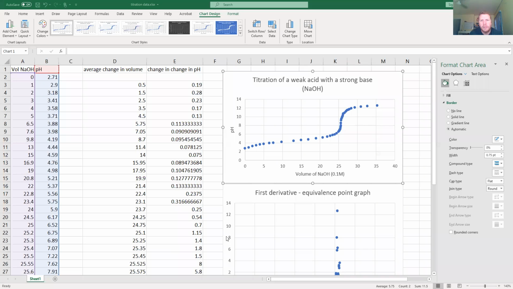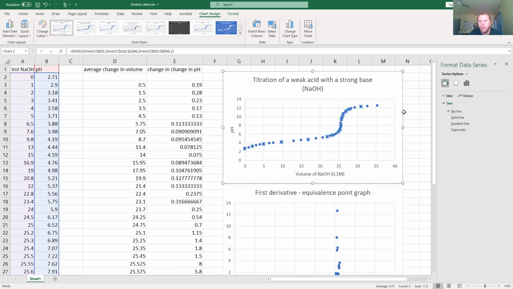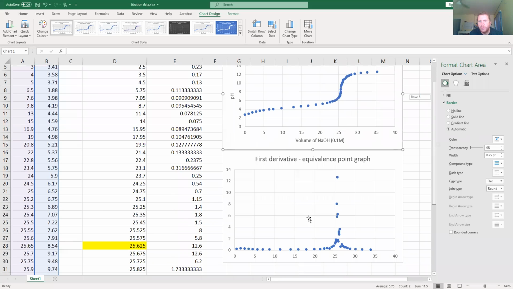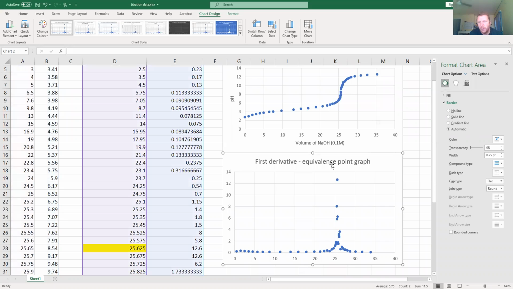Now, what we did yesterday in our calculations was we played around with a pair of graphs. The first one was our titration curve, which is highlighted here, which I'm clicking on right now, and I'm clicking on my data. And then we found our first derivative, and therefore we're able to find our equivalence point.